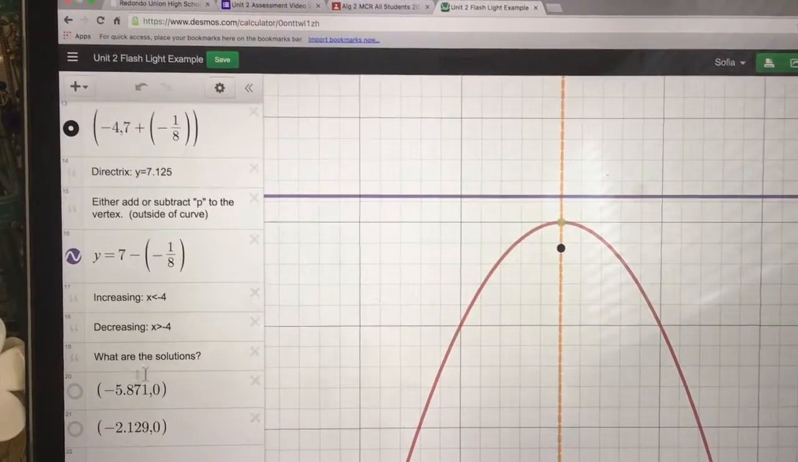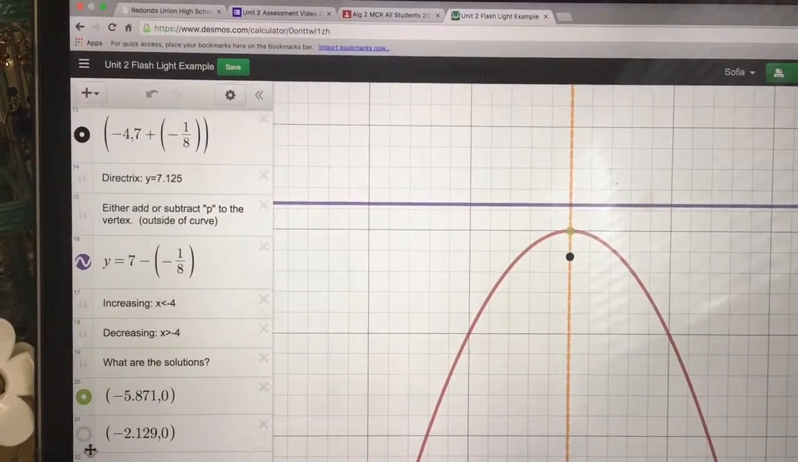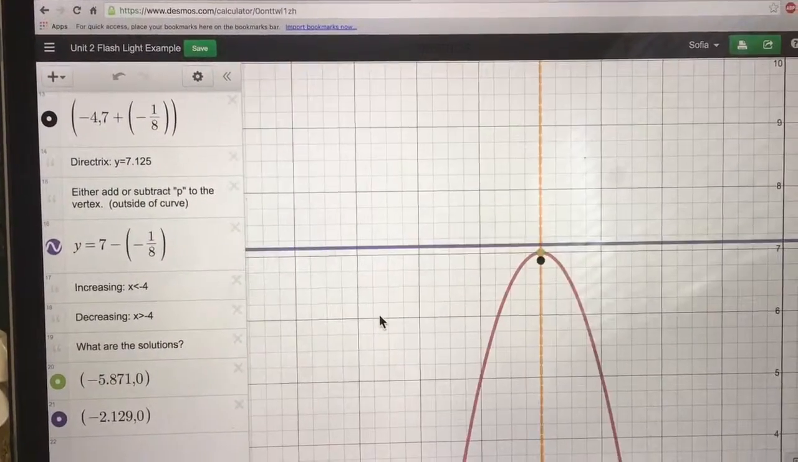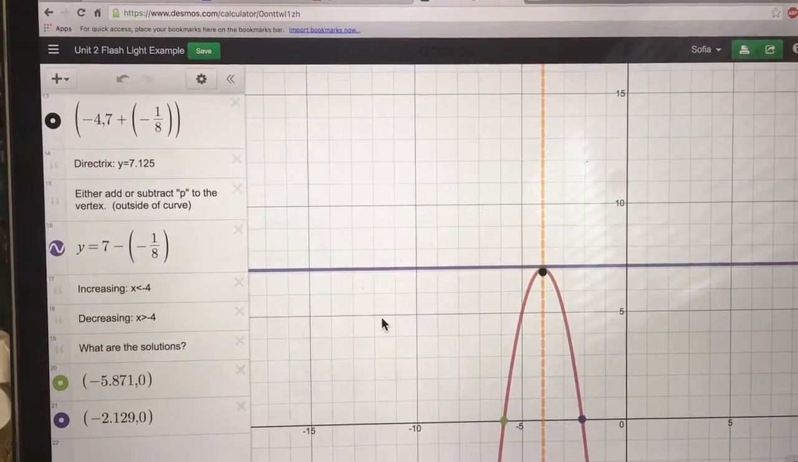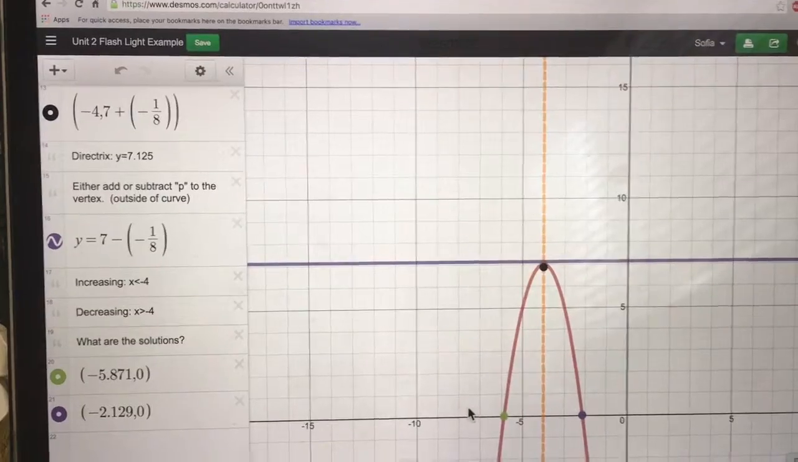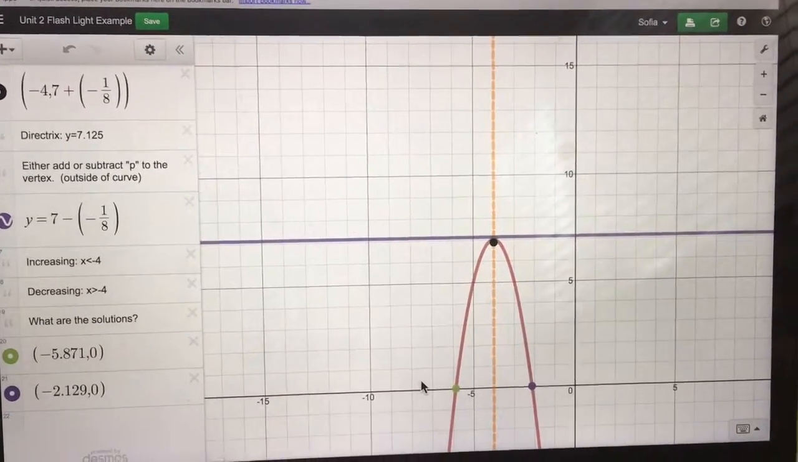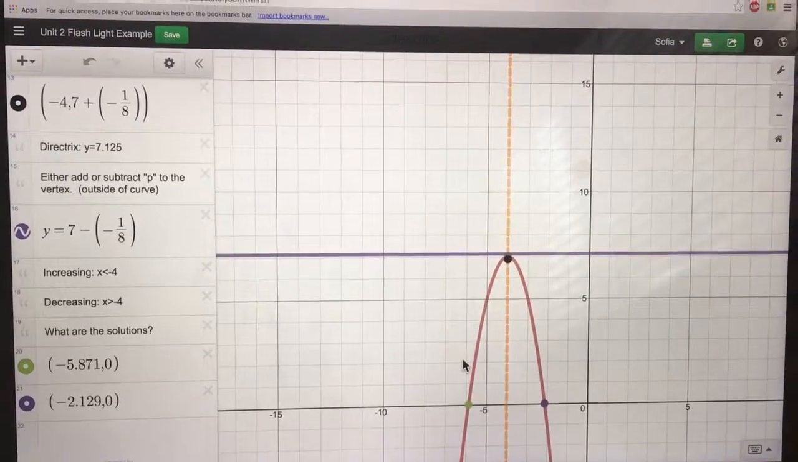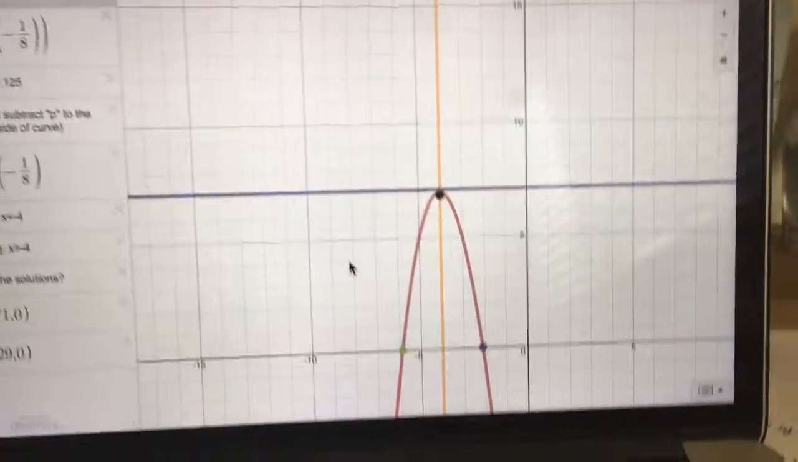So what are the solutions? We can tell these solutions by turning these on and zooming out a bit. They are just where they hit the x-axis, so you can quite easily tell this just by zooming out and seeing where they cross the two points. So that is that for the flashlight example.